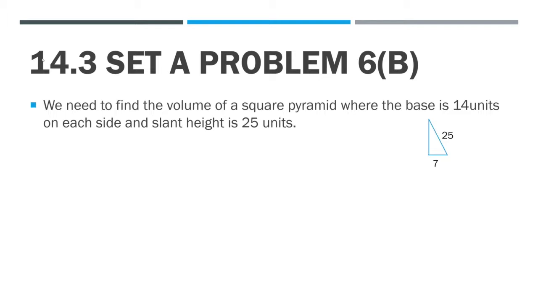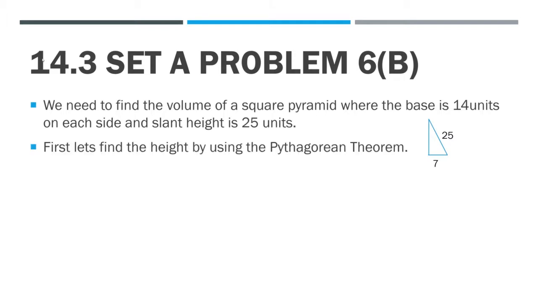In part B, we're going to find the volume of a square pyramid where the base is 14 units on each side and the slant height is 25 units. And we're going to find the height of the pyramid by using the Pythagorean theorem. We know the slant height is 25 units, so the hypotenuse of my triangle is 25 units. And because the base is 14 by 14, we use half of that, and that gives me one leg of my right triangle as 7 units. And so using the Pythagorean theorem, we find that the missing side is 24 units.